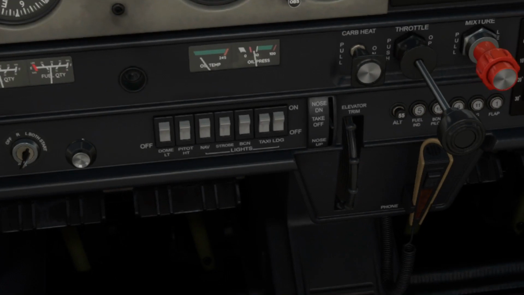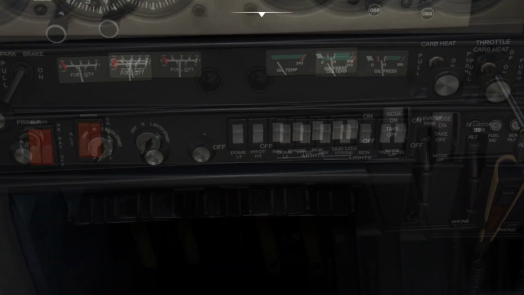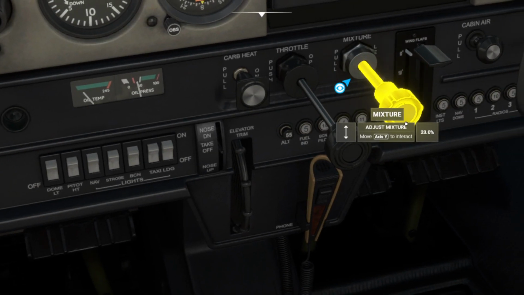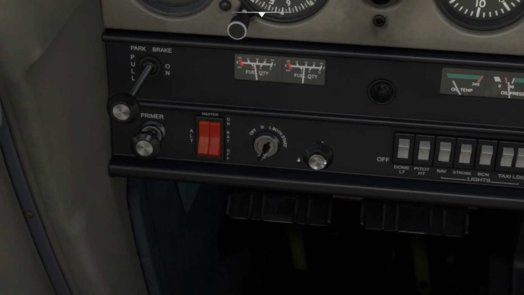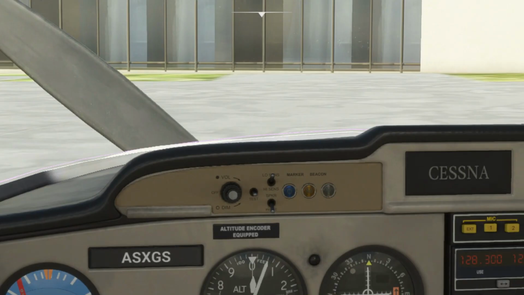Alright, I think everything else is set. There we go. The mixture should be off. There we go. Cut. The mixture is cut. Now we can turn off the switch, the keys. There you go. Keys are off. There it is.